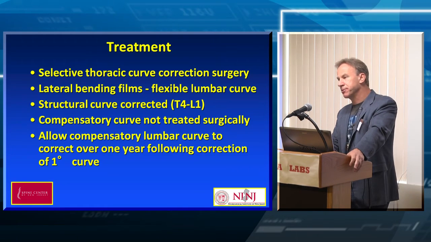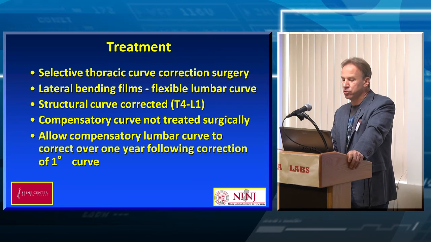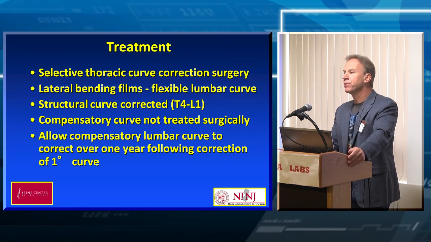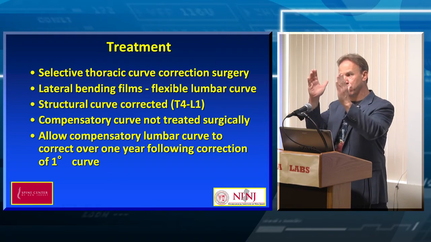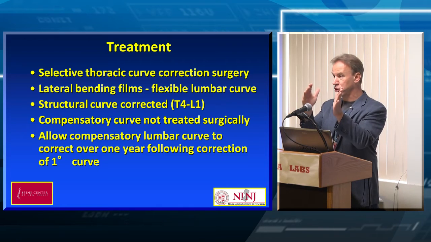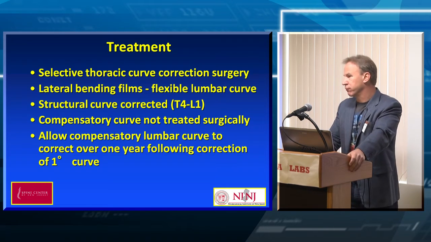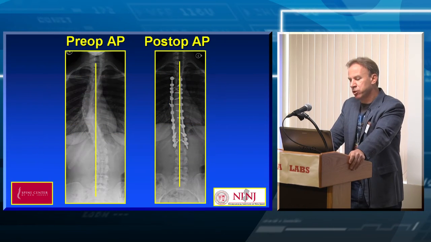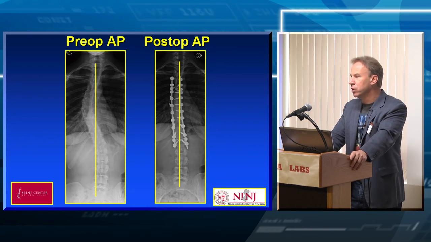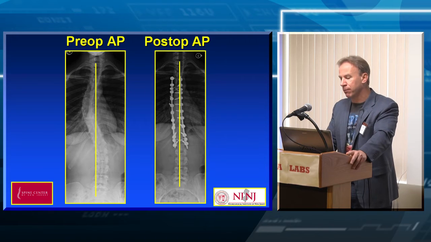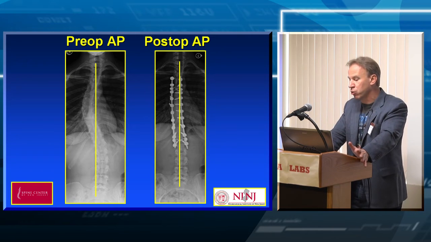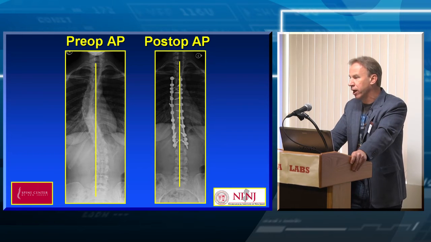In this particular case, because she had a flexible curve, I just looked to do the structural curve at T4 to L1, leaving the lumbar alone. Because when you have curves that are flexible, lumbar and thoracic, if you correct the structural curve, the compensatory curve will straighten itself out. And this is what she was preoperatively, and that's what she was postoperatively. There was no attempt to extend down into the lumbar spine. There was no need to, and you're able to get a good coronal balance. You can see on the post-op film, right on.